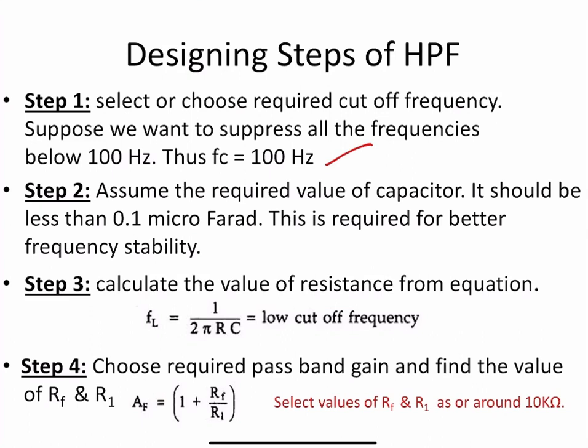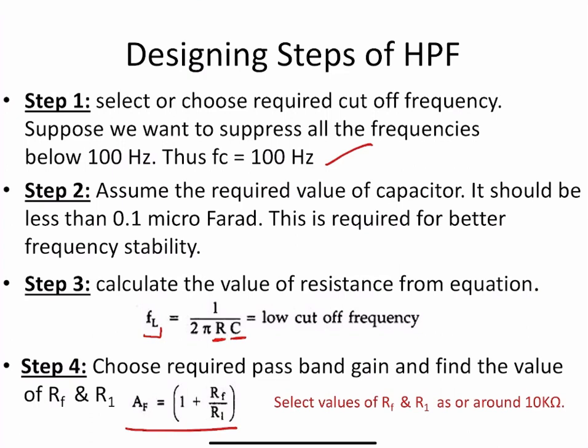In step 3, you have to calculate the value of resistance by using this relation. fL is equal to 1 by 2 pi RC, as you already derived this relation. You have chosen cutoff frequency, capacitor you have already chosen. By using this relation, you can compute value of resistance by using this expression. Now in the last step, you have to choose required value of passband gain if it is not given. Then find the value of feedback resistor and series resistance R1 by using this relation. As in non-inverting configuration, passband gain of the filter is 1 plus RF by R1.